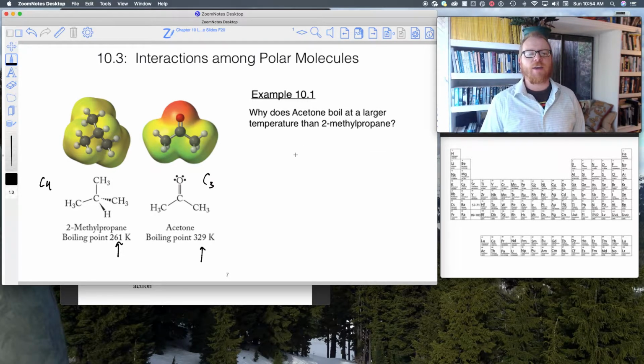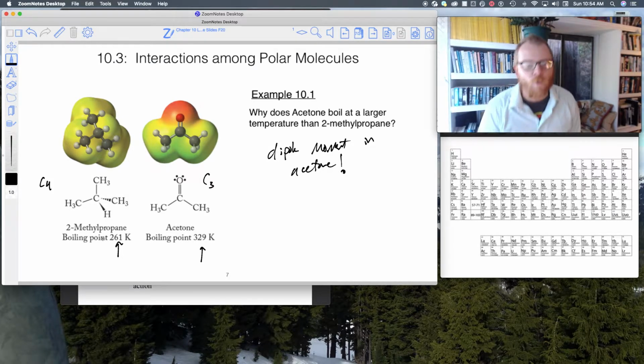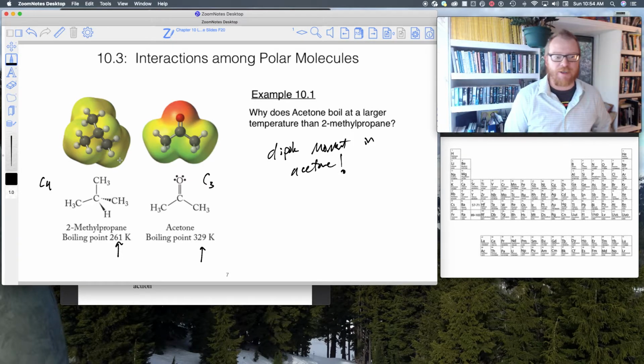So the answer is the dipole moment in acetone. It's much, much stronger than the lack of dipole moment. I mean, you might be looking at this and say, well, this molecule is not symmetrical, so it should have a dipole moment, and that's true. But the dipole moment of this molecule will be incredibly weak because carbon and hydrogen don't have a lot of difference in their electronegativity.